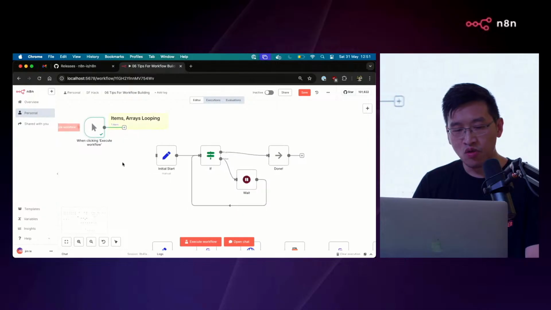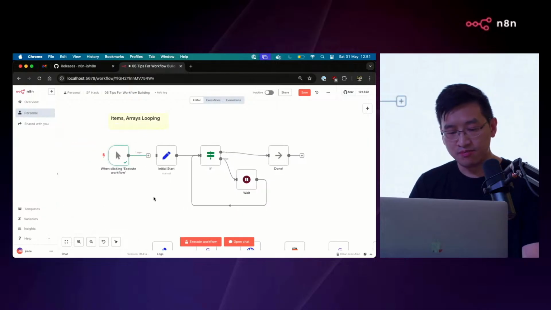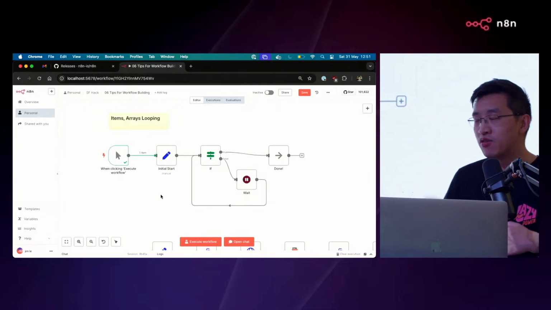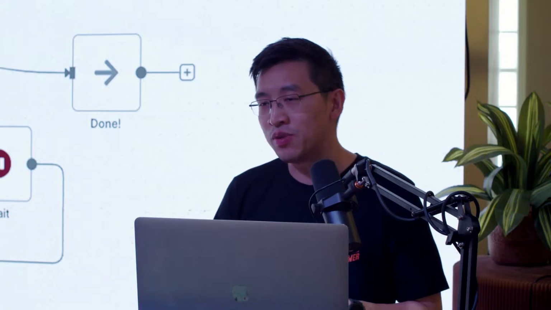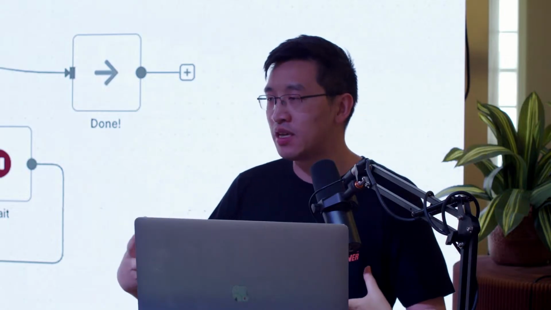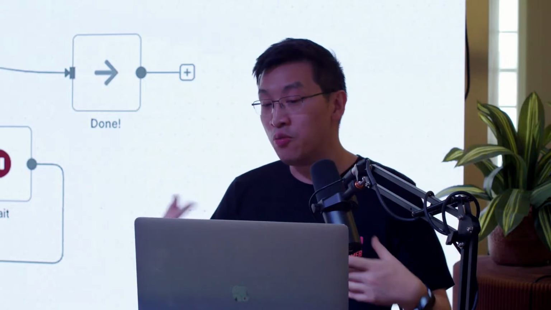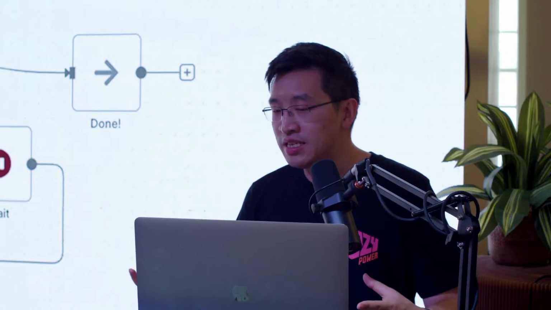Right, so a more complex one: items, arrays, and looping. When I talk to my developer friends, this is what confuses them the most, because they think of loops and arrays very differently to how we perceive them in n8n. In n8n we have something called item linking.